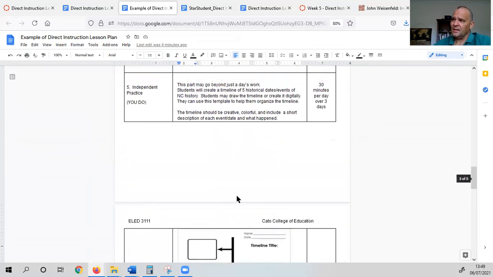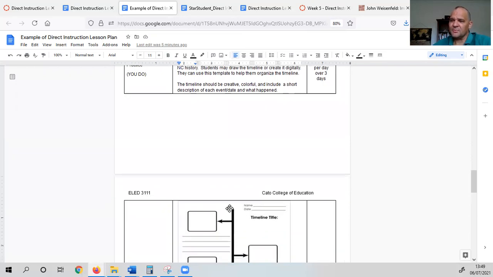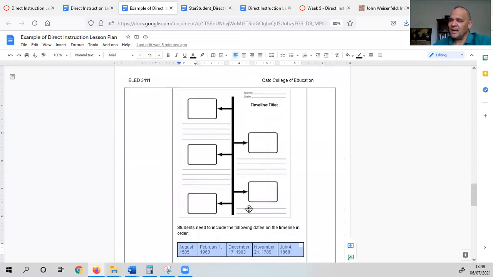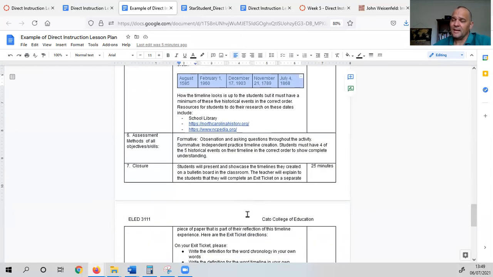And then in their template, they're going to write a short description about each event or date, and then draw something in the box to represent the date and time. So that's the independent part. Again, it would definitely take more than 1 day to do this. It would probably be a 2 or 3 days kind of thing if you're doing it in class.